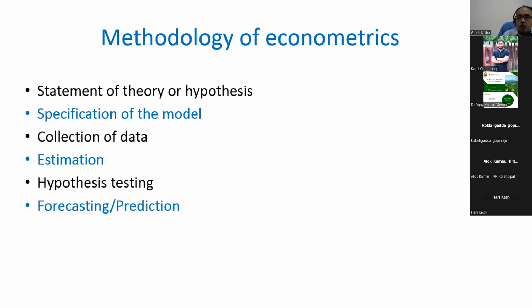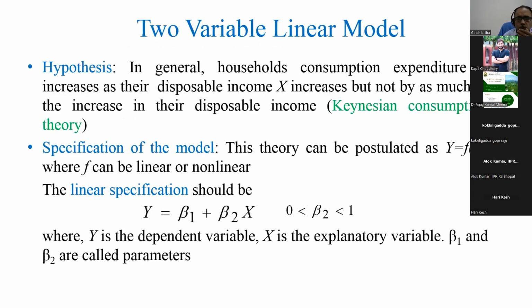Then once you establish a relationship, you can collect the data and plot a scatter diagram, and depending upon the scatter diagram you can specify the model. Then you estimate it, and once you estimate it, you test the hypothesis, and then you can use it for forecasting and prediction. So simple thing. Suppose, as I said, you try to establish a relationship between yield and pods per plant.